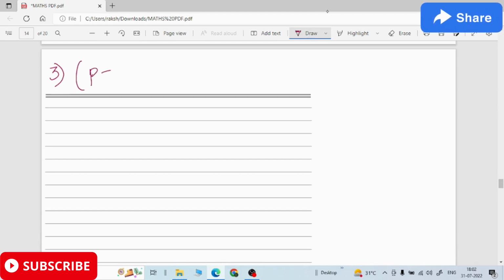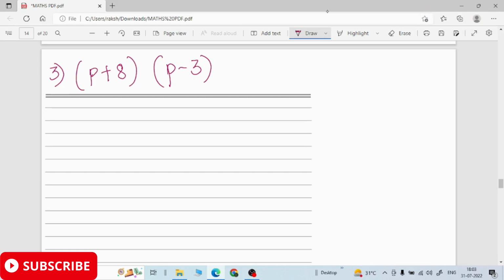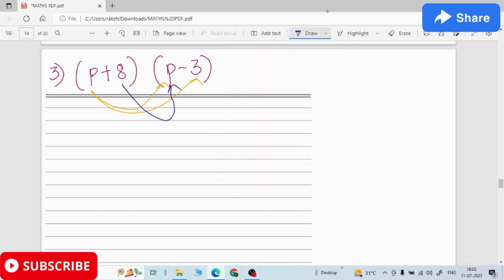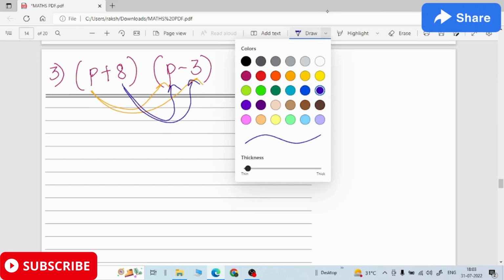Next, the third one is (p + 8)(p - 3). Multiply p with this one, then 8 with p, and again 8 with minus 3. Now let's solve.